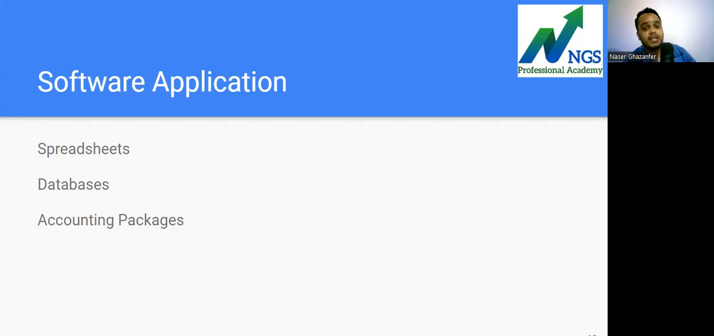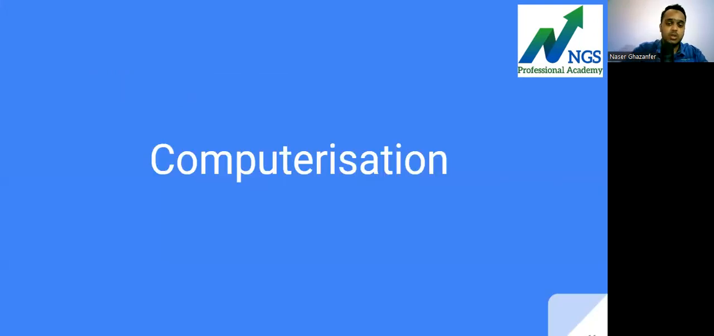And then accounting packages like Tally and QuickBooks, where all these accounting systems are already in there. All the accounting which you are going to do in your life is already fed into these software applications of accounting packages. All right, let's move forward towards computerization.